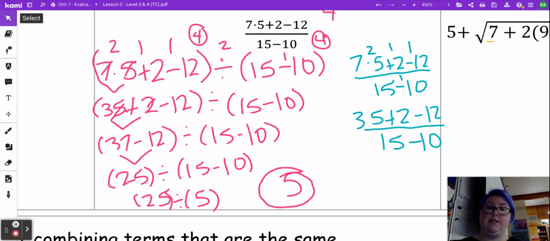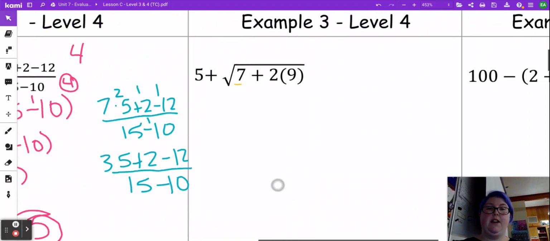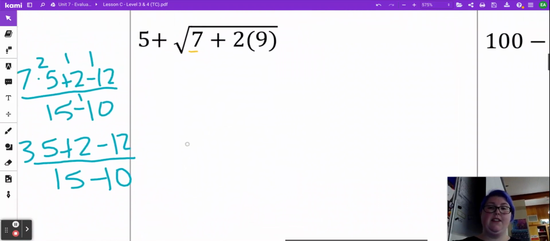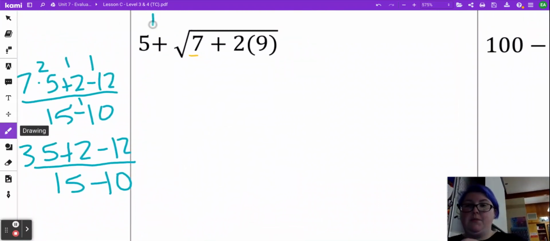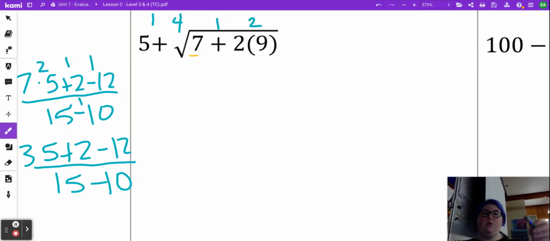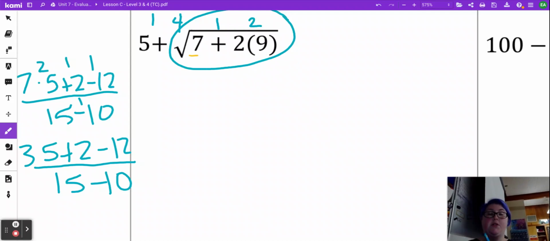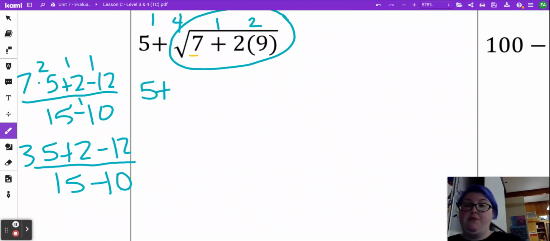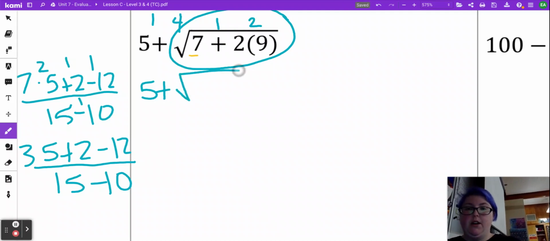All right, folks, the next one is we are going to deal with this root, this square root. We need to label all of our levels. That's a level 1. Square root is a level 4. That's a level 1. And that's a level 2. So we carry everything down. So now we have to deal with everything in our square root following the order of operations before we can simplify the square root. So let's bring down the 5 plus, because we know we're not doing that yet. We are going to carry down our square root symbol.